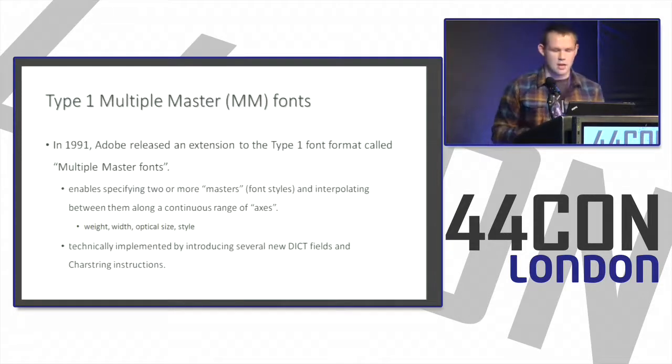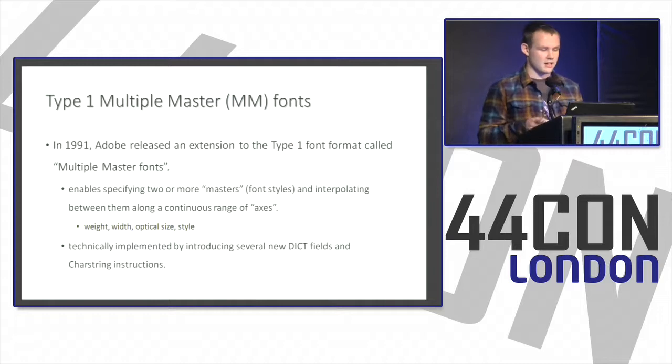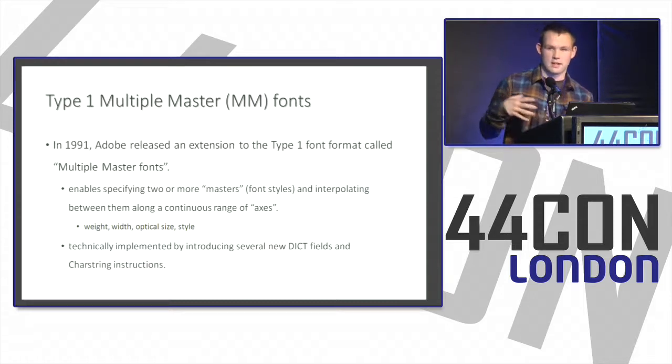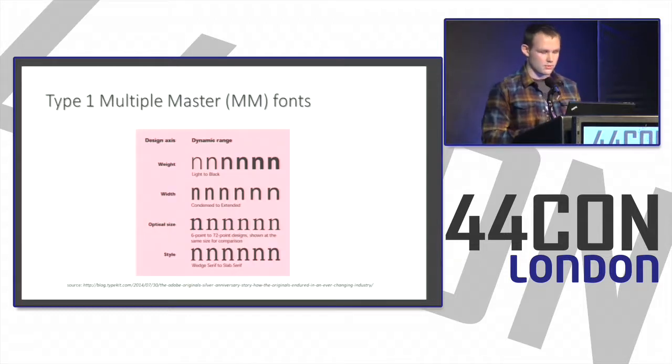multiple masters. And multiple masters are basically an extension, which was introduced by Adobe in 1991. What it does is that it enables specifying 2 or more font styles that you can interpolate between to create fonts with a varying degree of width, height, optical size, and stuff like that. And technically, it's just implemented by introducing several new dictionary fields and several new instructions that you can use in the programs. This is an example of how this would look like.